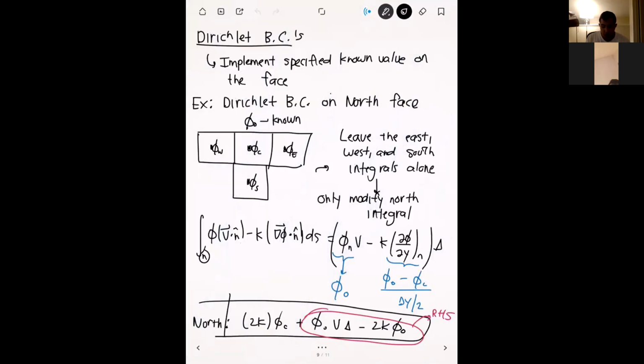Okay, so for Dirichlet boundary condition, remember we have to make kind of two replacements, right? And so the first replacement has to do with the fact that we know the value of phi on the boundary, okay? And so we're going to have one term that's phi naught times the velocity times the delta, okay? And then we also have a minus 2k phi naught that comes from the diffusion term, okay? All right, and so let's kind of picture this. And then let's go ahead and plug that into our case. Okay.